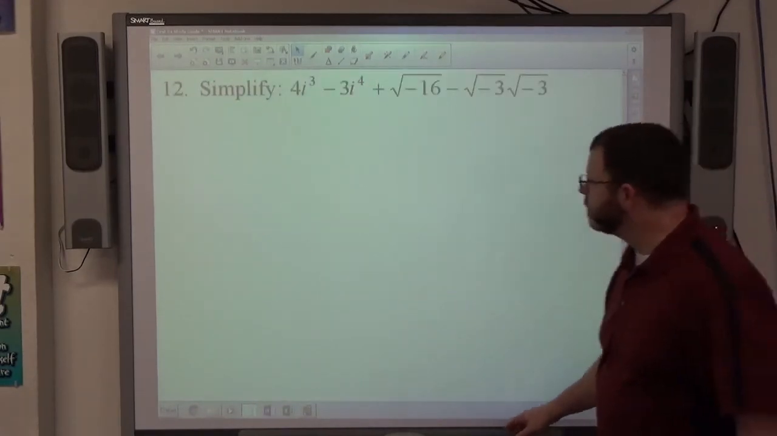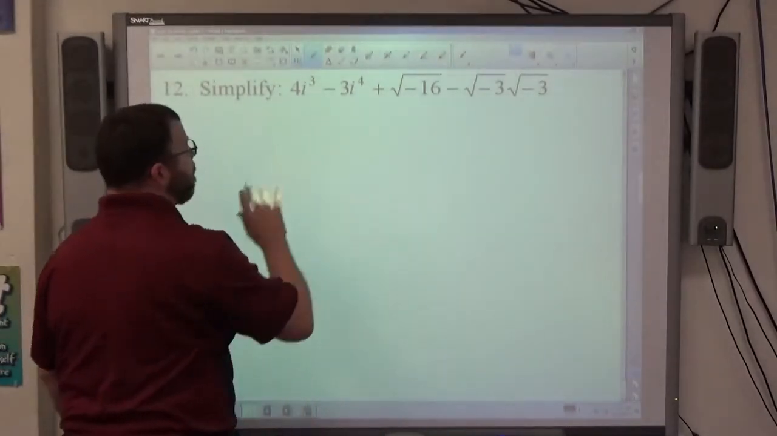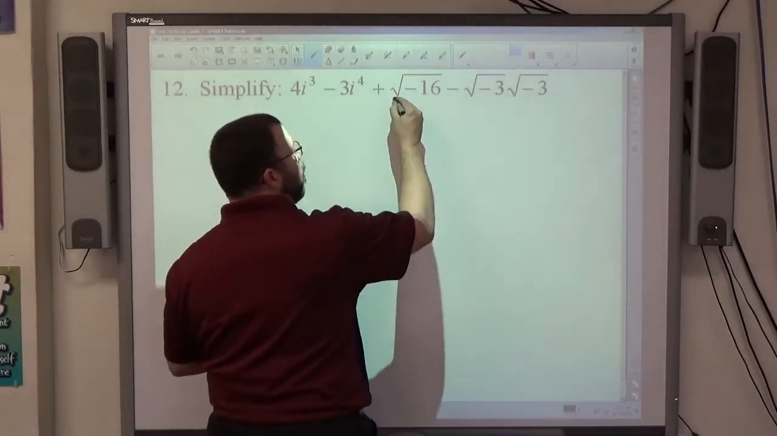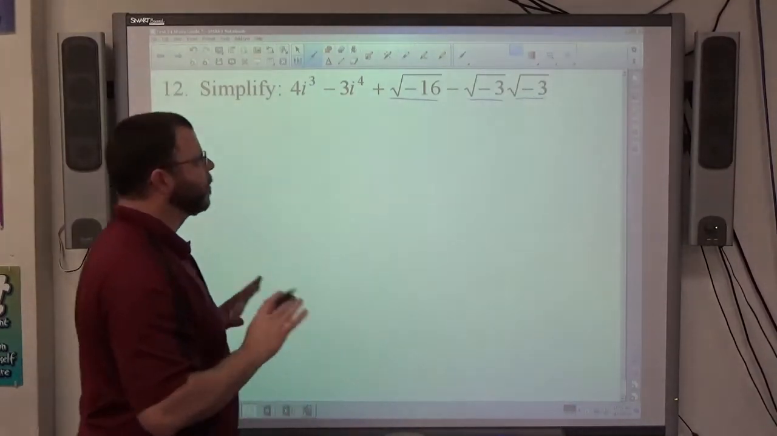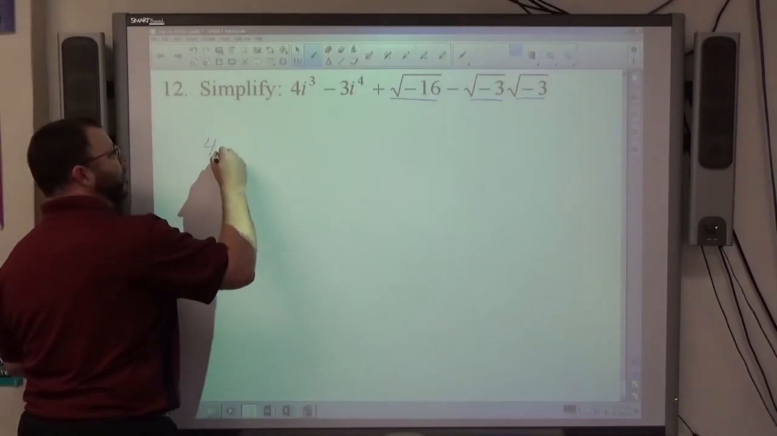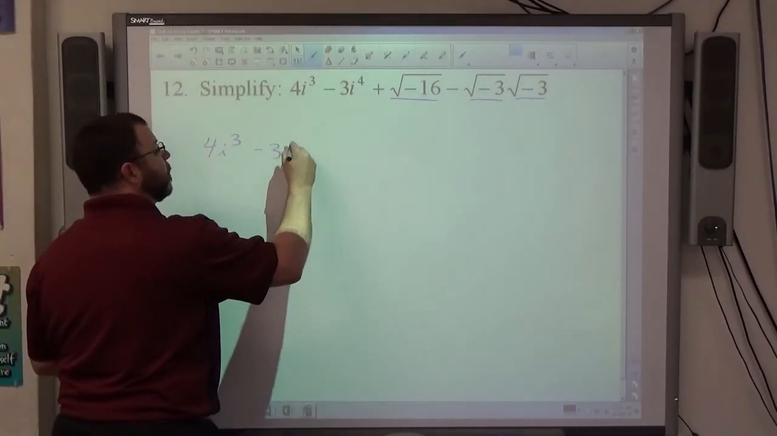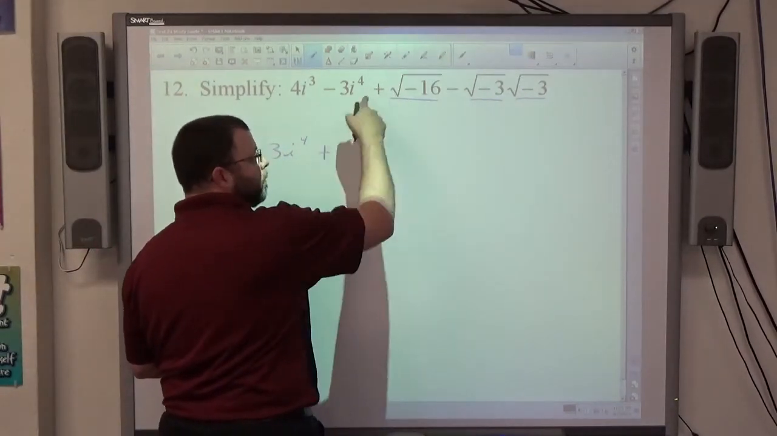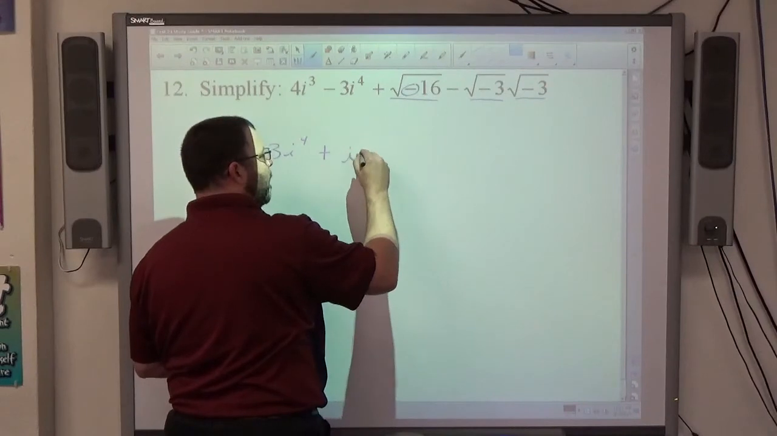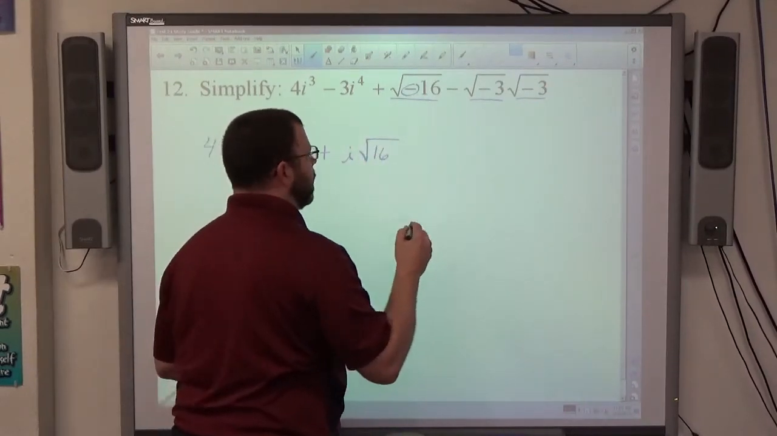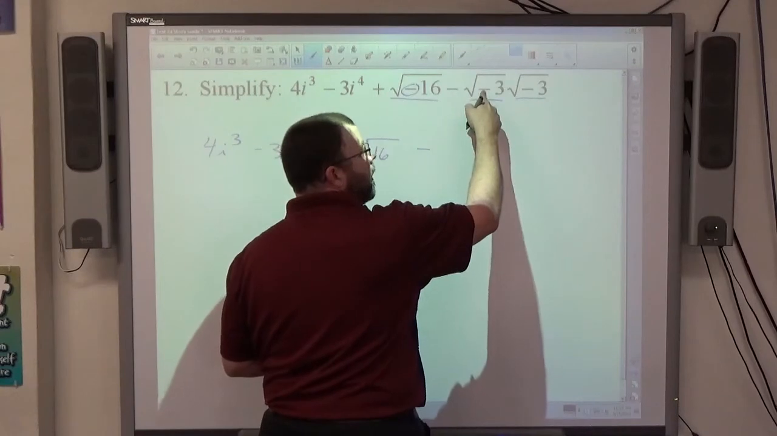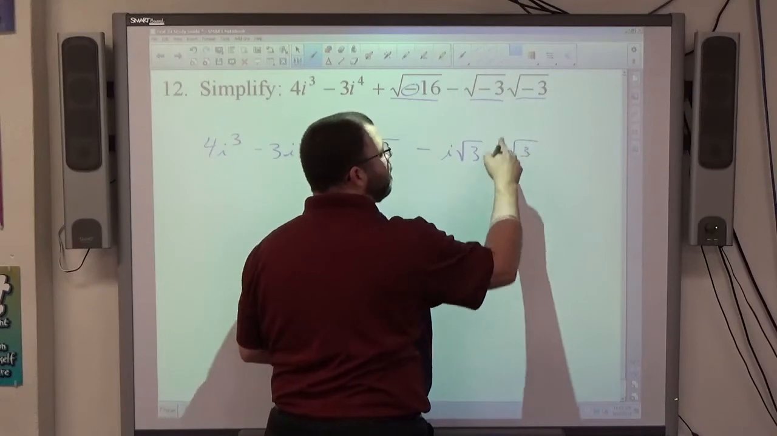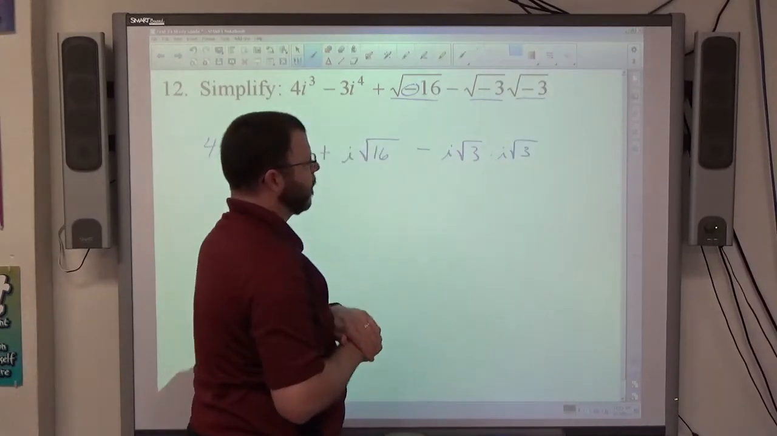Number 12. First thing I deal with when I'm looking at a problem of this variety, where I have imaginary numbers to powers and radicals of negative numbers, is I deal with all the negative numbers inside of radicals. I don't like that. So 4i cubed is going to stay just as it is for right now. Minus 3 out of the 4 stays just as it is. Every negative in a radical becomes an i. So plus is plus. The negative makes an i. Square root of 16 is going to stay the square root of 16. Minus stays minus. Negative inside a radical makes an i. These are being multiplied together.